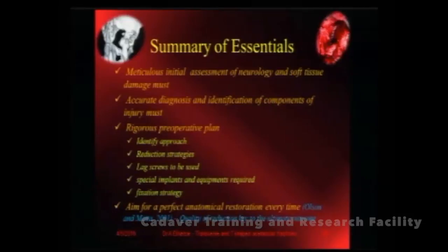So the essentials are, for a transverse fracture we need to have a meticulous initial assessment of neurology and tissue damage. An accurate diagnosis is very essential. We need to do a very rigorous preoperative plan, both the surgeon and the team, so that everyone on the table understands their responsibility and what they have to do. Identify the reduction approach, identify the strategies to be used, plan your lag screws, try practicing them on bone models, order any special implants if you need, plan your fixation strategies, especially your plan A and your plan B in case your plan A fails, and the aim is to get a perfect anatomical restoration every time.